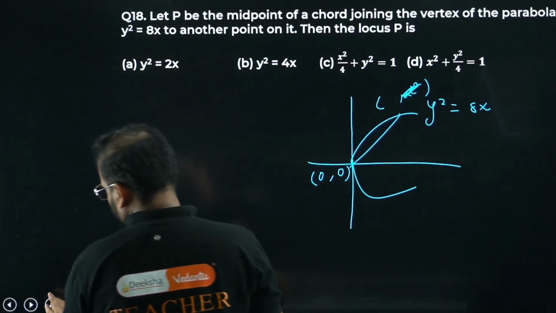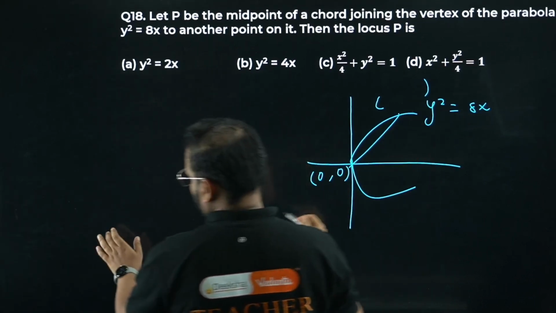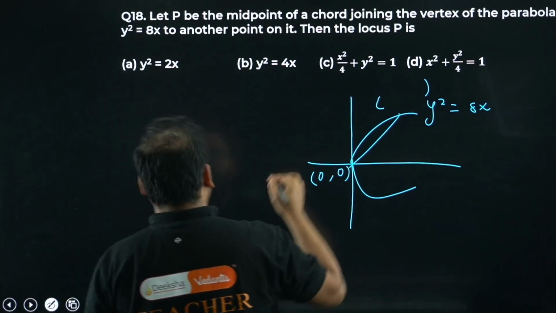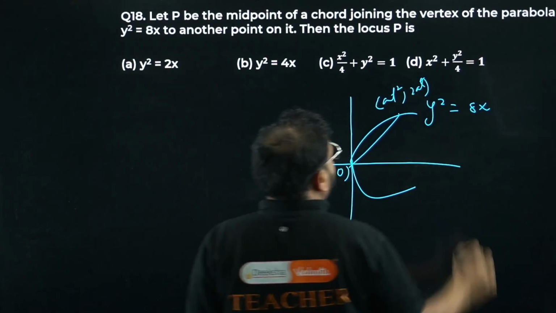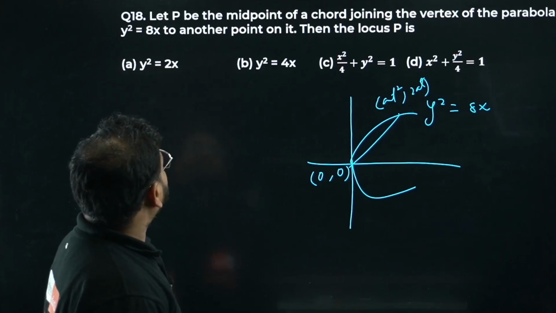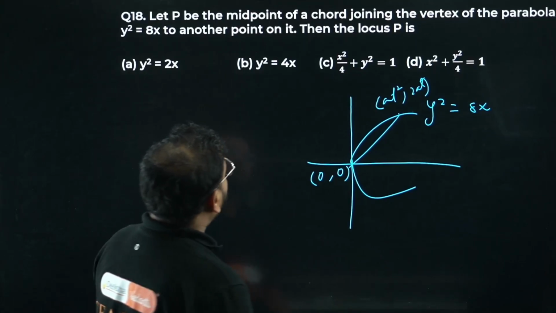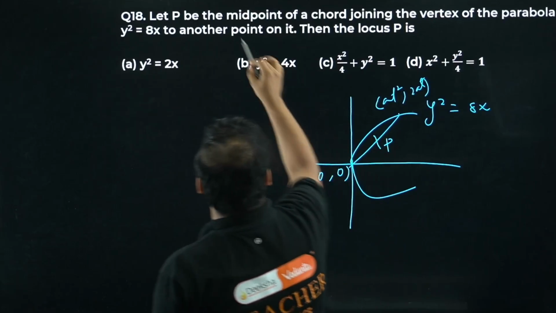Excuse me, what happened? Excuse me, forgive me sir, 2at is there. All right, and what are they asking actually? Locus of point P. What is the point P? Same thing sir, P is the midpoint they have given.